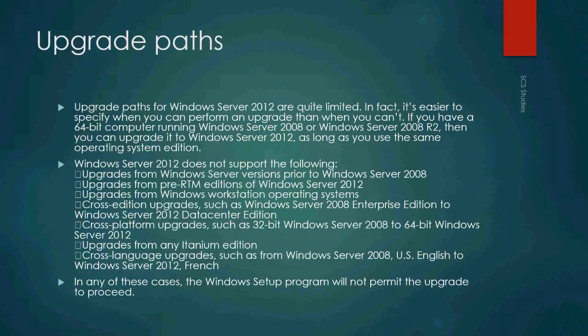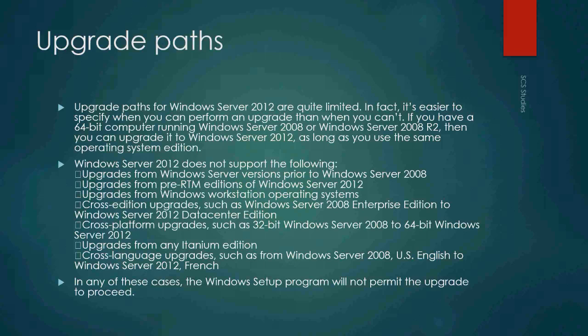Cross-platform upgrades. Cross-platform means, for example, 32-bit and 64-bit. If you have a Windows Server 2008 32-bit operating system and you want to upgrade it to 64-bit Windows Server 2012 Standard edition, that will not work because the platform is different. One is 32-bit, another is 64-bit. Next is upgrade from any Itanium edition. If you have any Itanium edition installed on a server and you want to upgrade it to 2012, that is no longer supported.